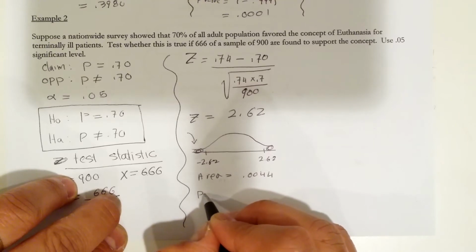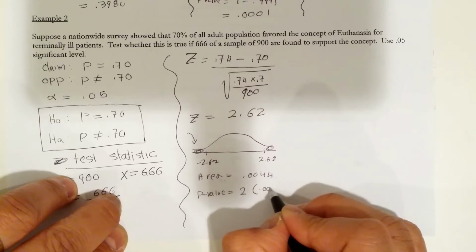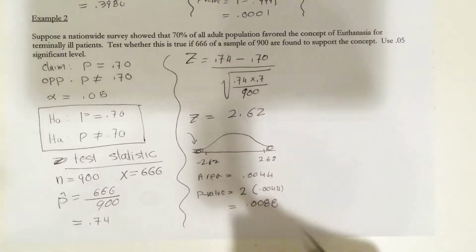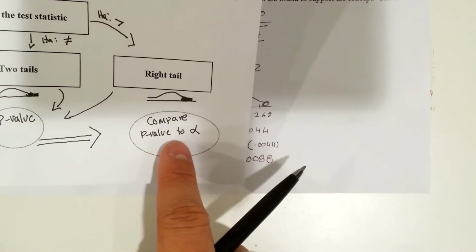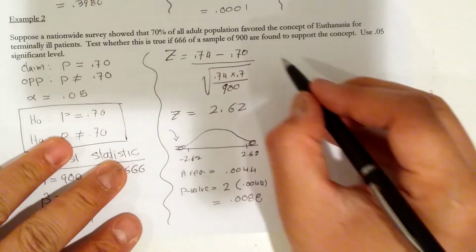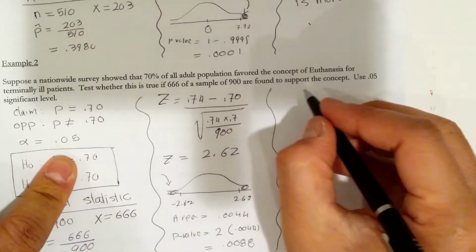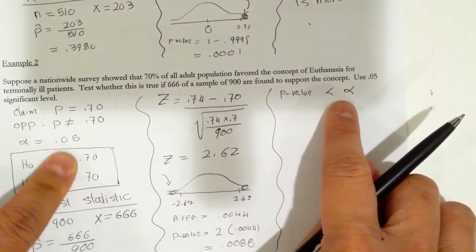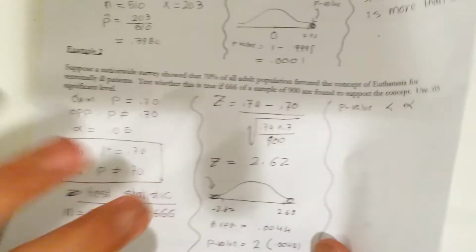But remember that the p-value is twice that area. So you go twice that area, which gives you 0.0088. Okay, so we found the p-value. And the next thing we do is compare that to make a conclusion. So we're going to compare 0.0088 to 0.05. And by comparison, p-value is less than that. So if p-value is less than alpha, then we reject the null.